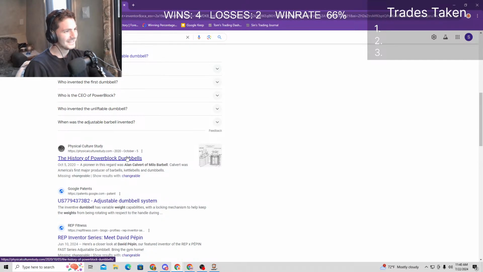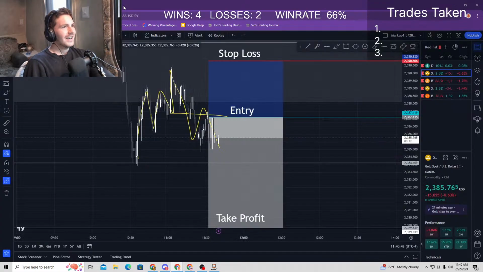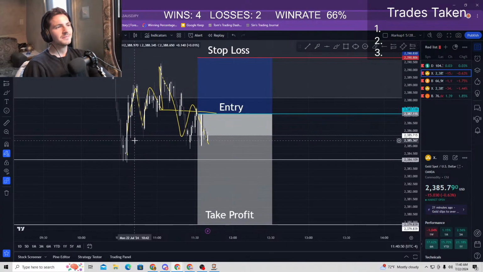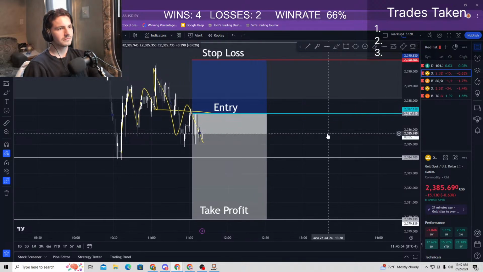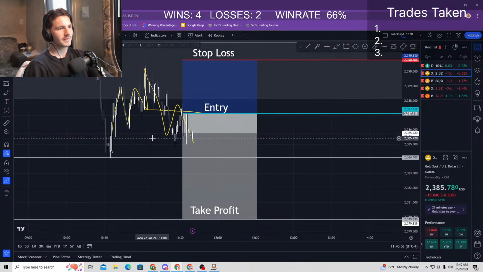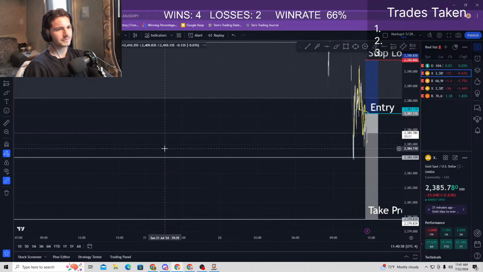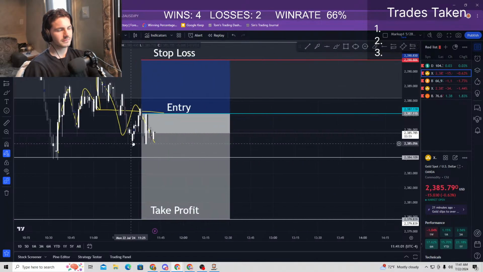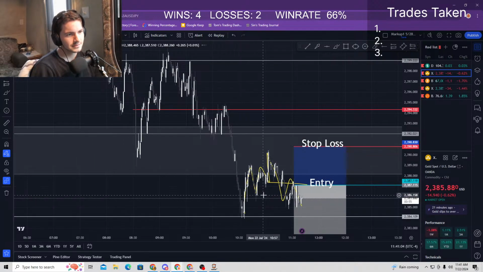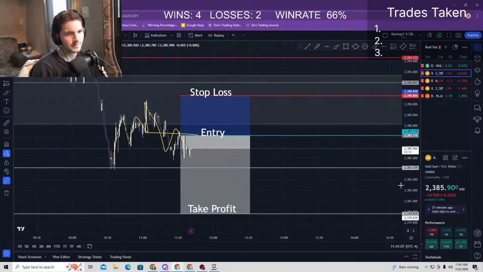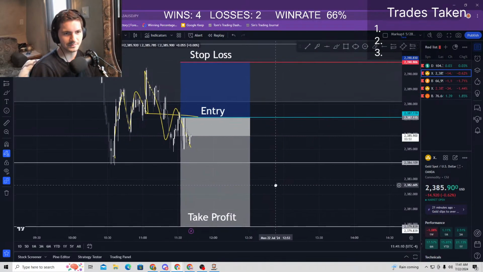Part of me realizes maybe I am greedy. Gold is hitting resistance. Yeah, it is. It's bounced off this resistance a lot. It's a pretty hard resistance, yeah. I think I'm just gonna take profit once it bounces off that again.